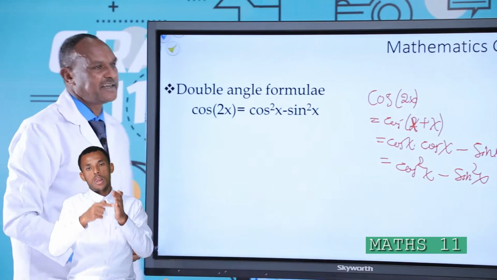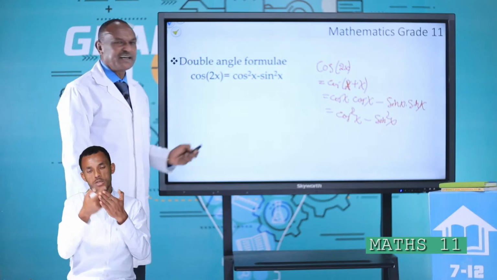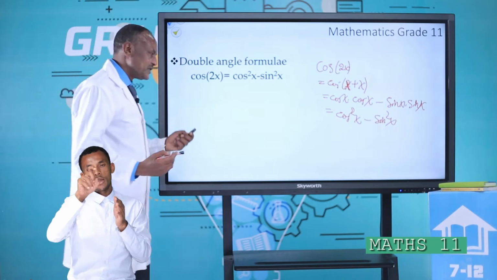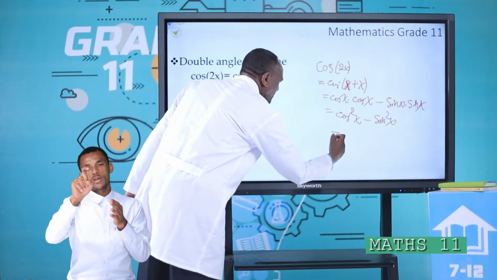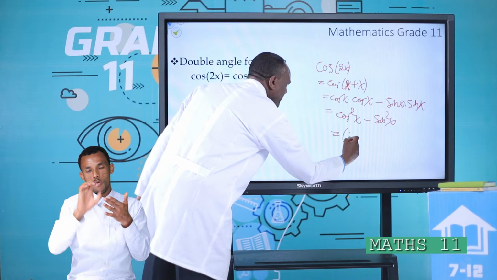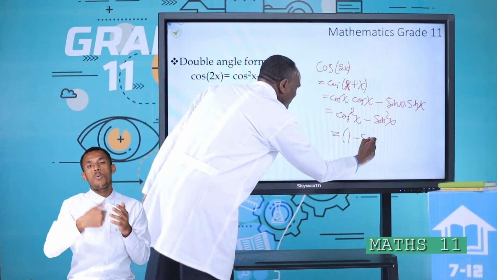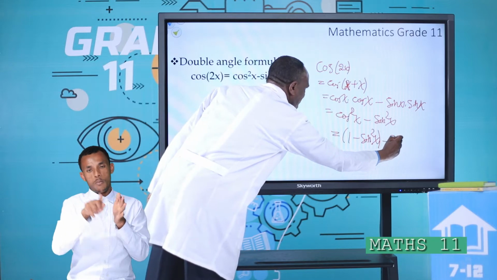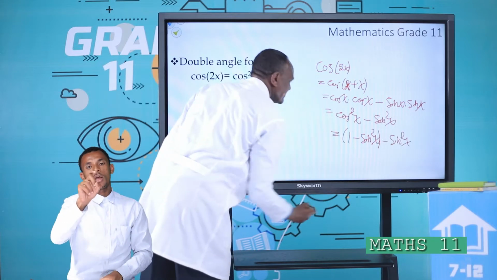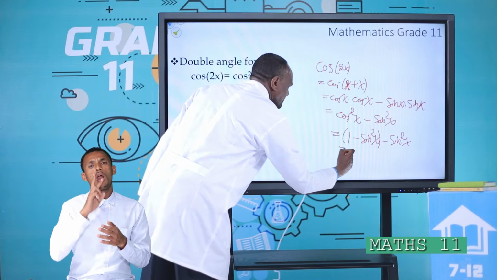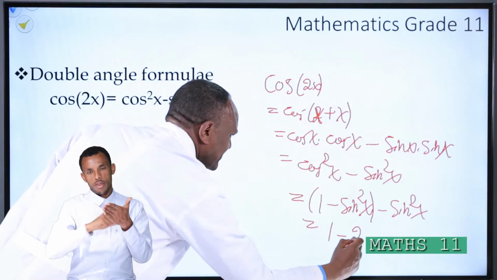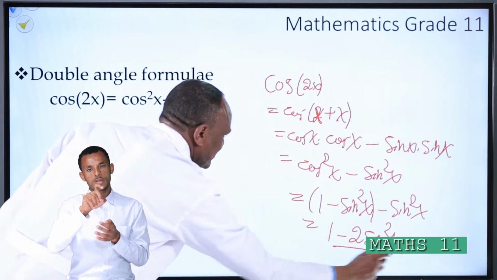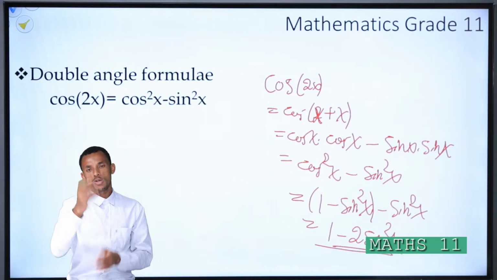That is why we are writing over here cosine of a double angle as cos square of x minus sine square of x. This could be written also in the other form. Cos square of x means you have 1 minus sine square of x, minus sine square of x. These are like terms. This could be written also as 1 minus twice sine square of x. It is the same thing for cosine of a double angle.